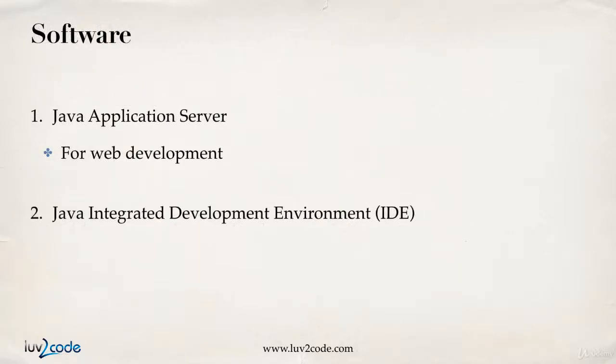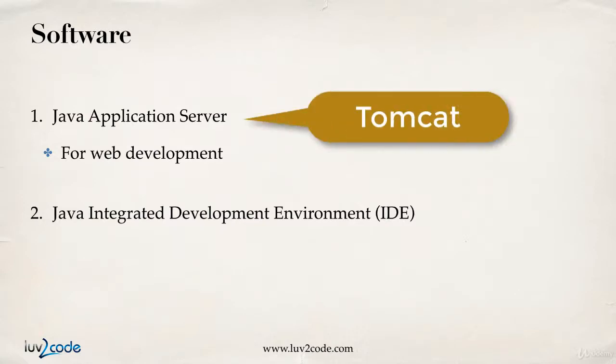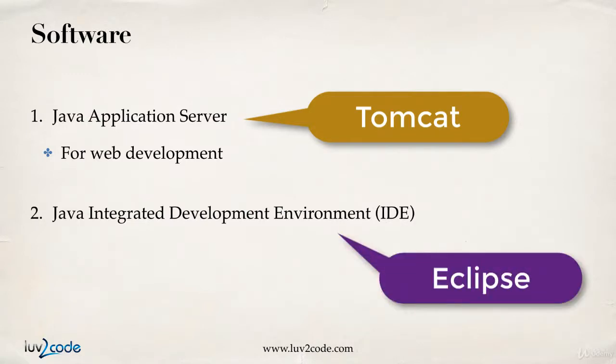Now, in regards to the required software to build these web applications, you need to have the following. You need to have a Java app server and an IDE. Now, regarding the Java app server, there's a lot of different options like Glassfish, JBoss, WebLogic, and so on. But we're going to keep it simple and make use of the Tomcat server. Next, for the IDE, again, a lot of different options, and we'll simply focus on using the Eclipse IDE.